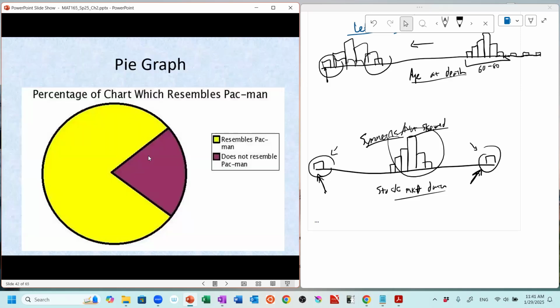So here's a little joke. The percentage of the chart which resembles Pac-Man is a pie graph.